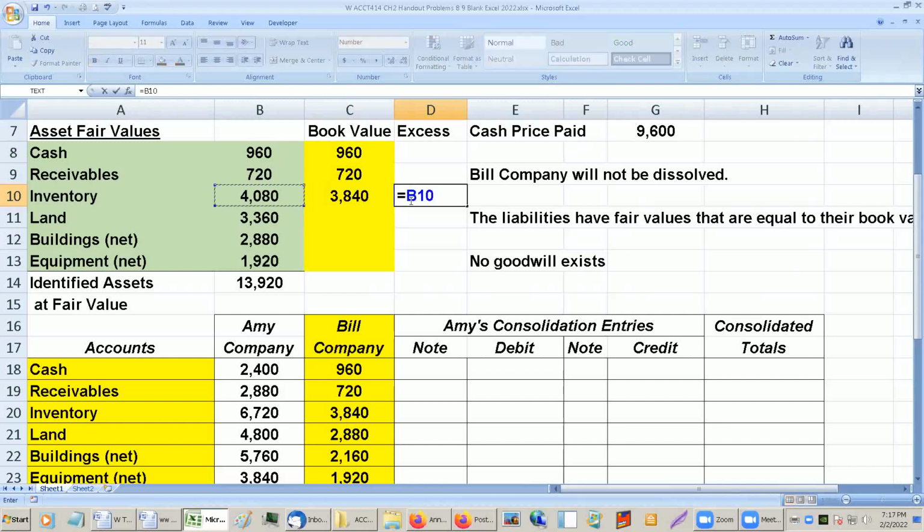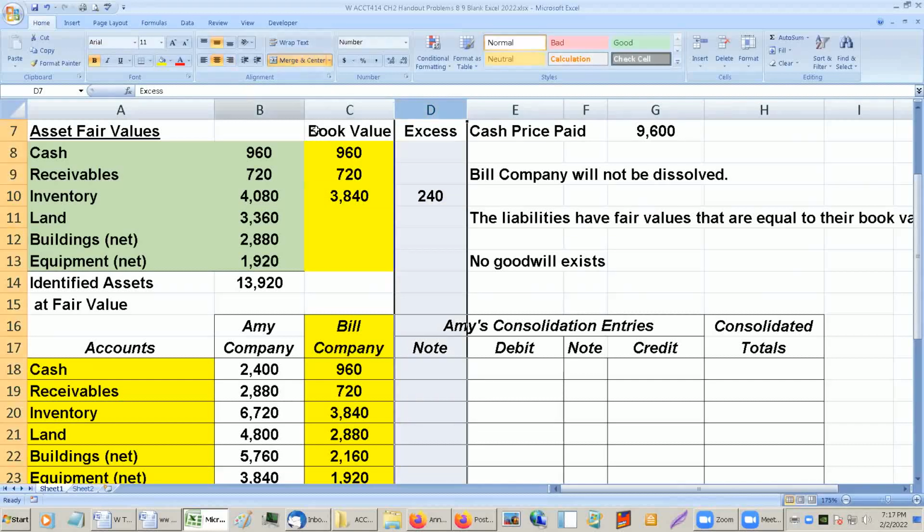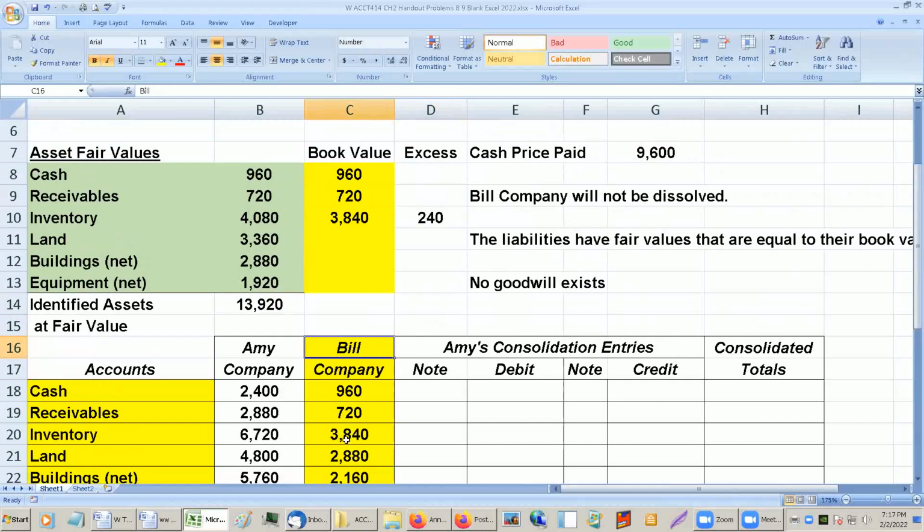So, okay, so this would be. So we're saying the inventory is really worth $240 more than what Bill has on his books. I'm going to stop right now and say, does that make sense?